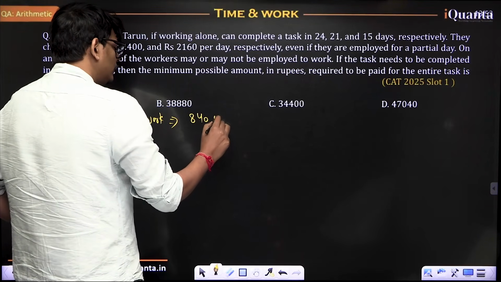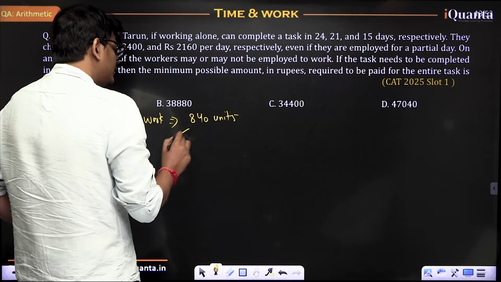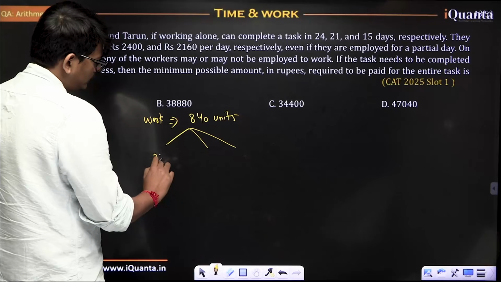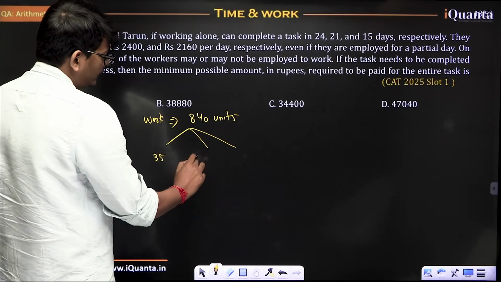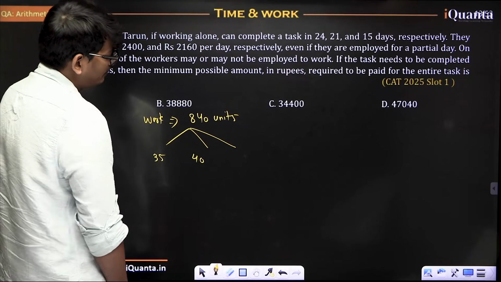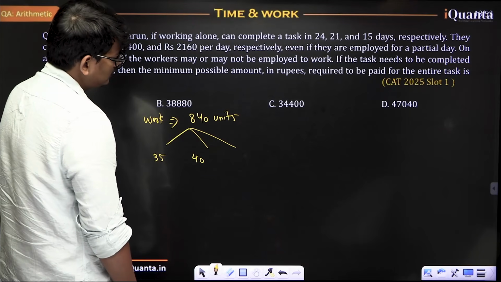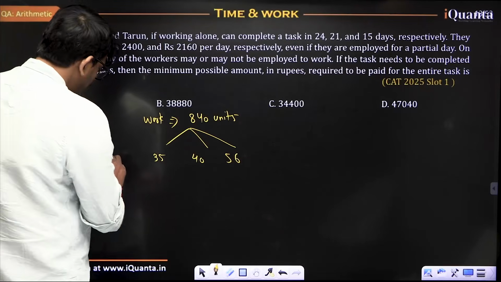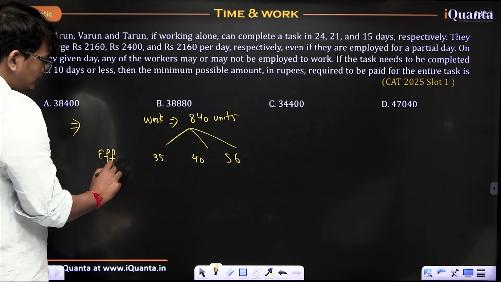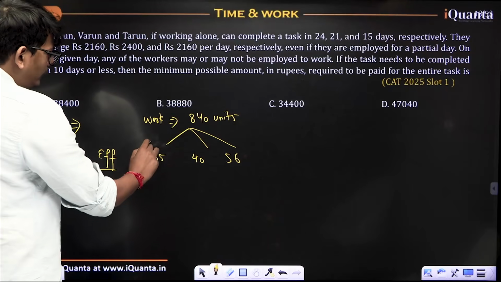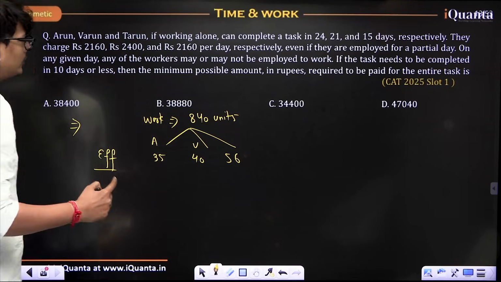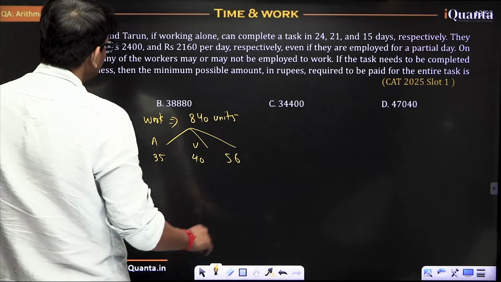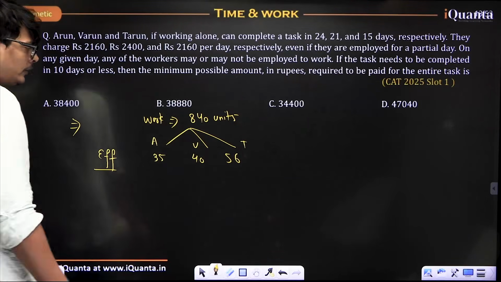So, efficiency will be what? 24, 35, 40 and 15, 56. Okay. So we got to know the efficiency. Meaning this Arun will be doing 35 units in one day. Varun will be doing 40 units and Tarun will be doing 56 units.